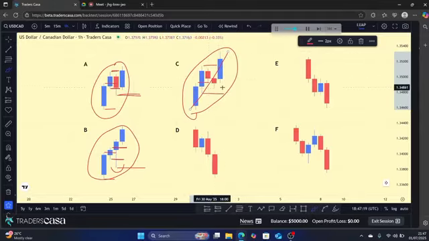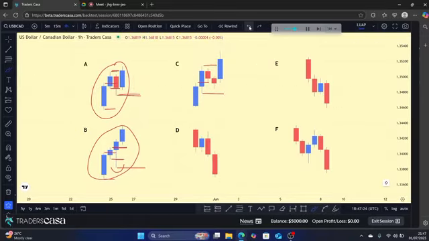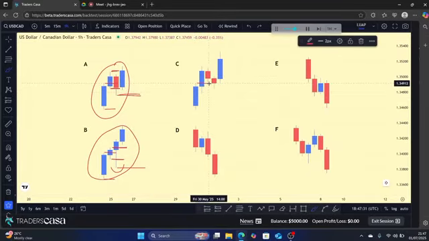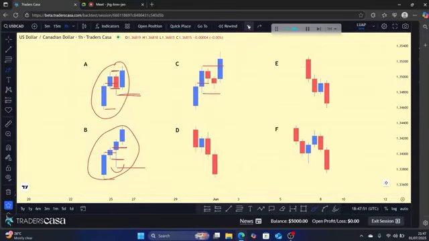So in this case, this is not a valid pullback. Why? Because the lowest point was protected and price broke past the highest point without breaking past the lowest point. You can clearly see this is the highest point and price broke past the highest point too while protecting this low. So I can just be blind and ignore all of these. So right here this is not a valid pullback.